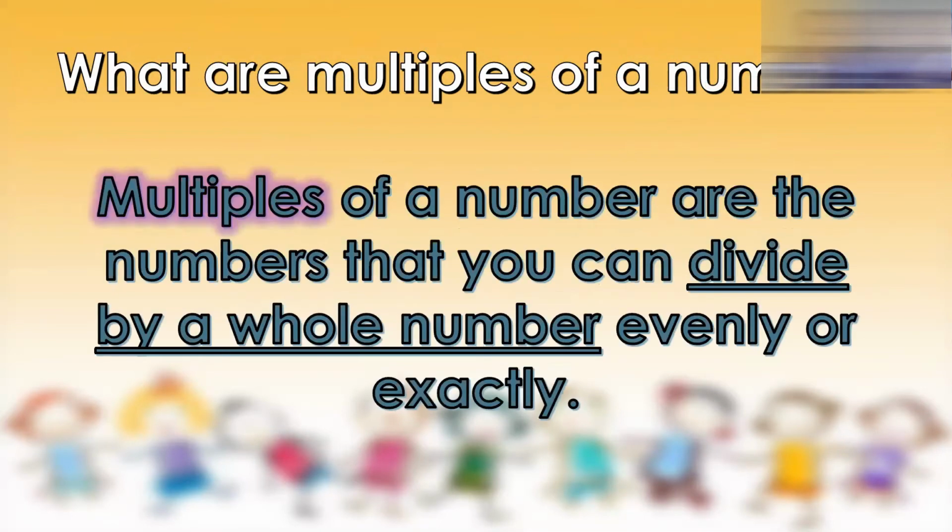Multiples of a number are also the numbers that you can divide by a whole number evenly or exactly, with no remainder. Then that is a multiple of a number. So factors are the numbers that we multiply, but multiples are the product of 2 numbers, meaning the answer when we multiply the factors. Factors are the numbers that we divide exactly into the whole number without any remainder. So that is the difference between factors and multiples.